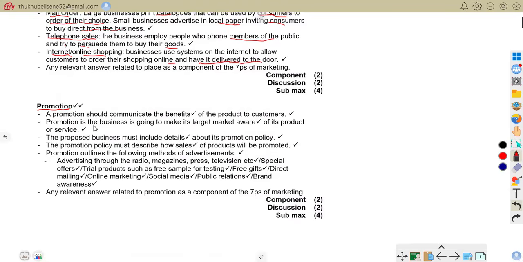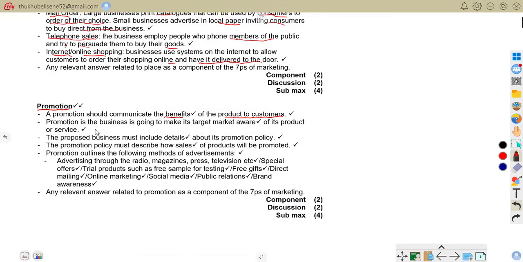With promotion now, a promotion should communicate the benefits of the product to the consumer. So when I'm doing promotion, we are trying to promote the products and tell customers what benefits the product has, the features of the product, and how the product was made. That is the information the customers are looking for. So promotion is there to provide this information.